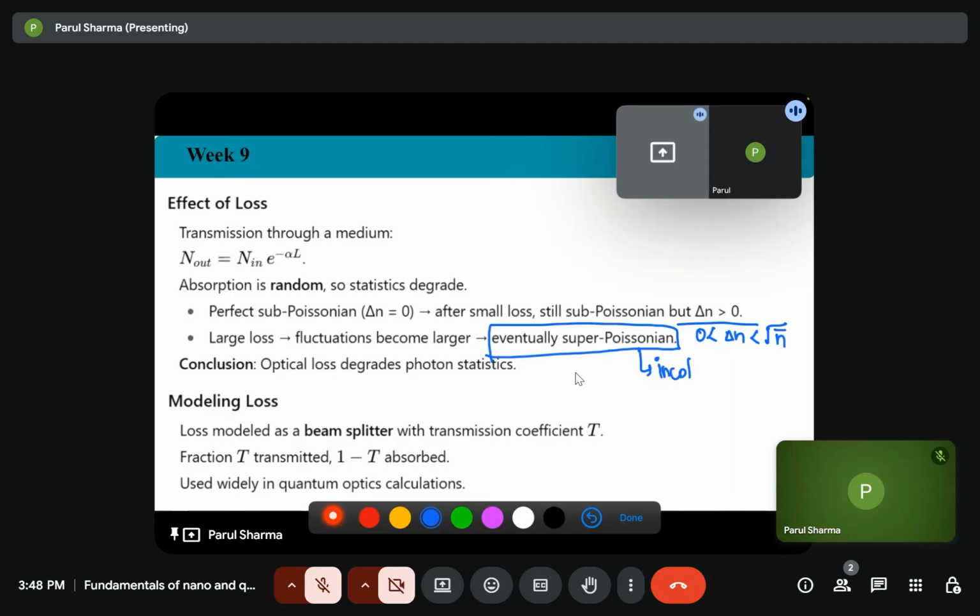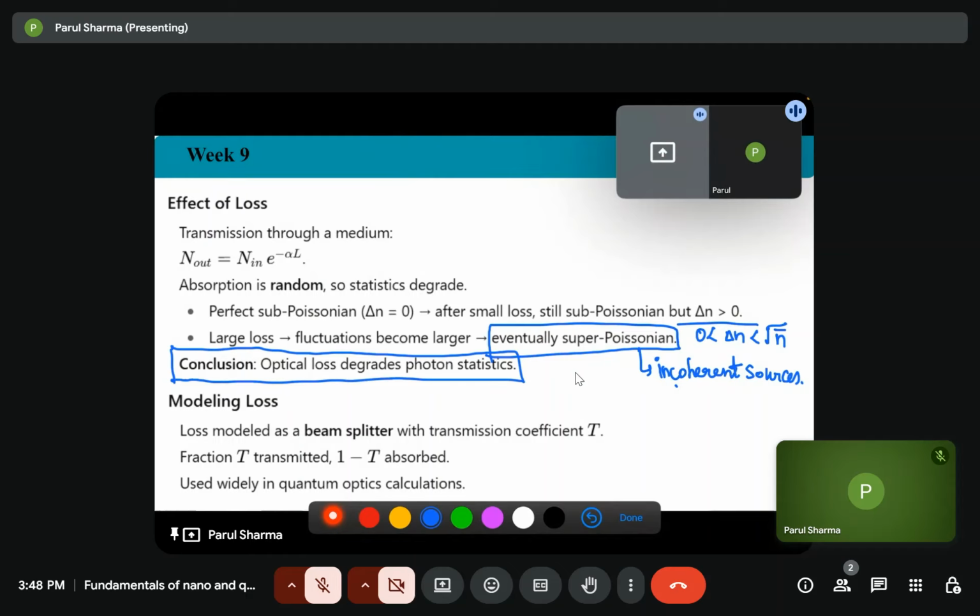incoherent sources. So what is the conclusion? The conclusion is optical loss degrades the photon statistics.